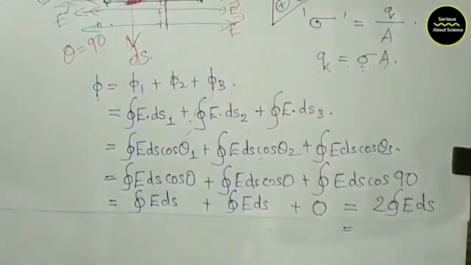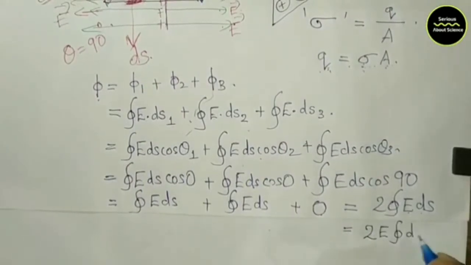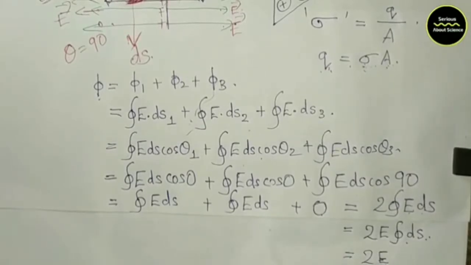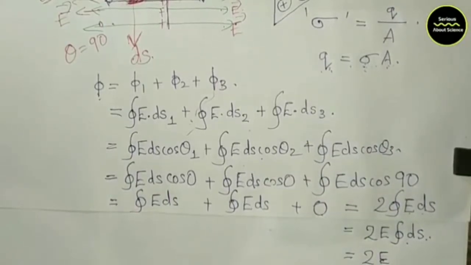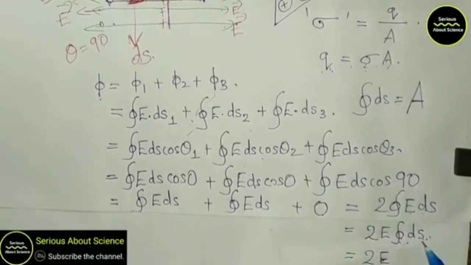Now we can take the electric field intensity E outside the integration, so 2 into E into closed integral ds. ds is the small elementary area. When we integrate the small area, we get the total area. Already at the top we have written that the total surface area of the plane sheet is given by capital letter A. So the integral of ds will be A. The electric flux phi will be equal to 2 into electric field intensity into A, that is the total surface area. The answer will be equal to 2EA.